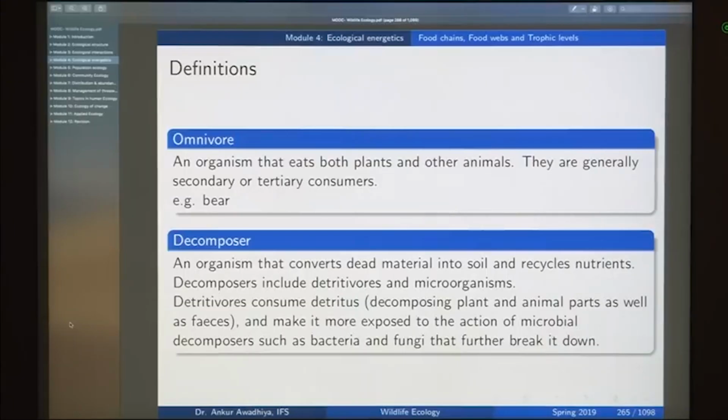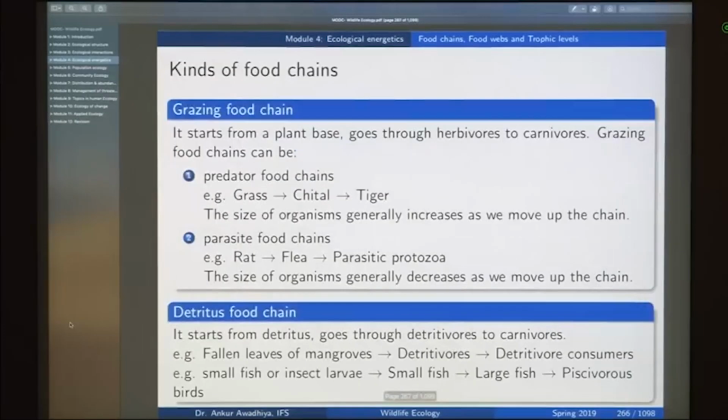Detritivores are those organisms that feed on detritus, which is decomposing plant and animal parts as well as feces, and make it more exposed to the action of microbial decomposers such as bacteria and fungi that further break it down.